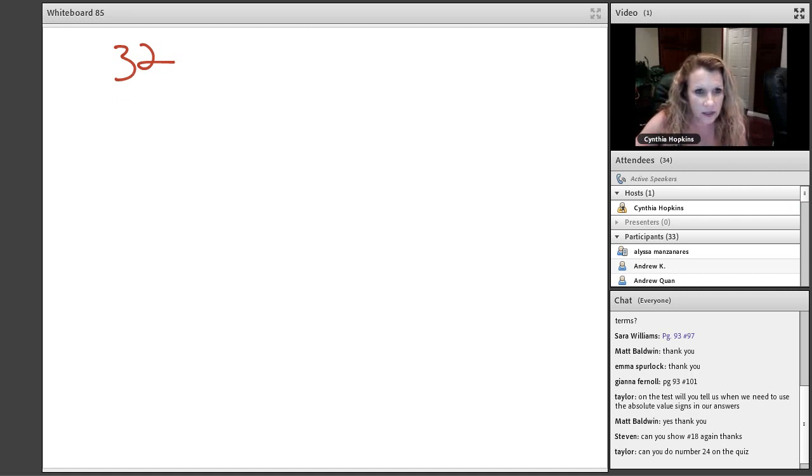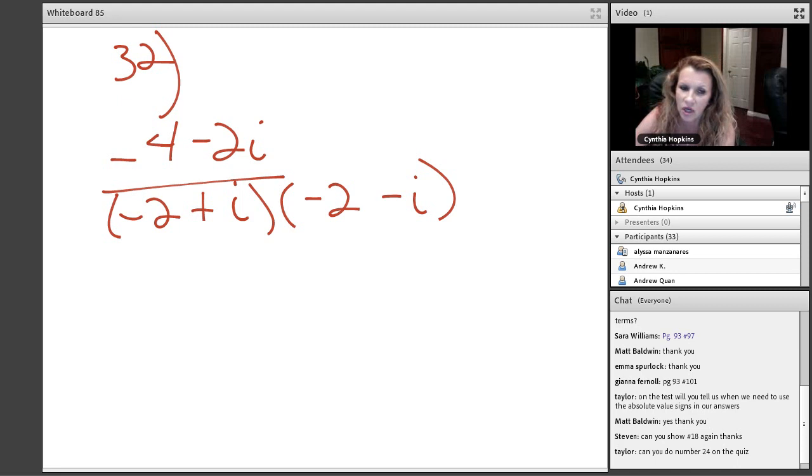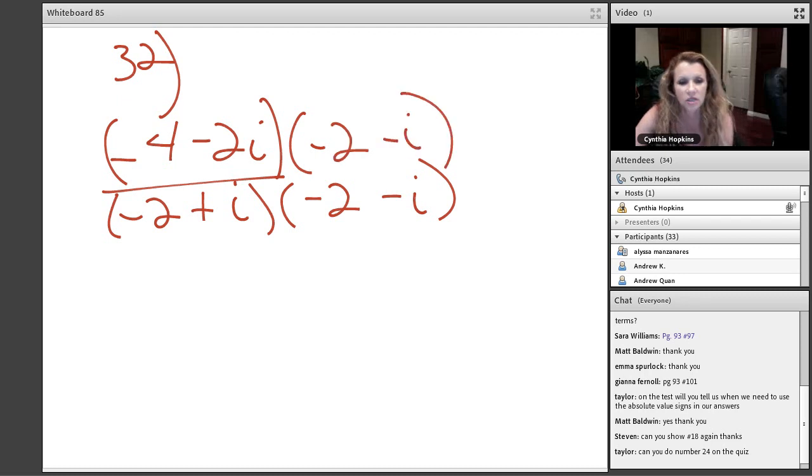Okay, it says -4 minus 2i divided by -2 plus i. We want to get rid of the i's in the denominator. Since that has 2 terms, we need to multiply by the conjugate, so that's -2 minus i. Does everybody understand that the conjugate is the same first number, same last number, but the sign in the middle is changed? If I'm going to multiply the denominator by that, then we should do both.